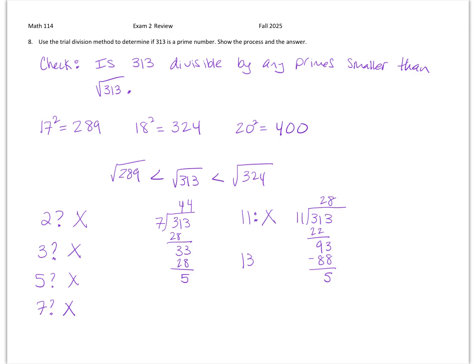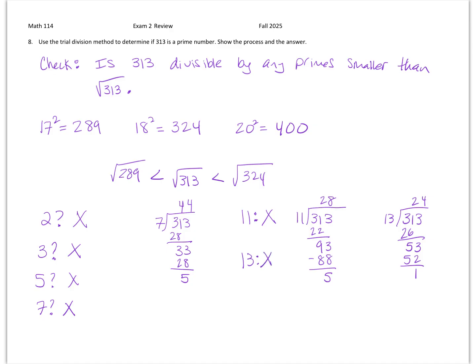Next, 13 is the next prime. There's no divisibility test for 13. I'm going to have to do 313 divided by 13. 13 goes into 31 twice. 2 times 13 is 26. And when we subtract, we get 5. Bring down the 3. 13 goes into 53 4 times. 4 times 13 is 52. We subtract and we get 1. So I have a remainder of 1. 13 does not divide into 313 cleanly with no remainder.